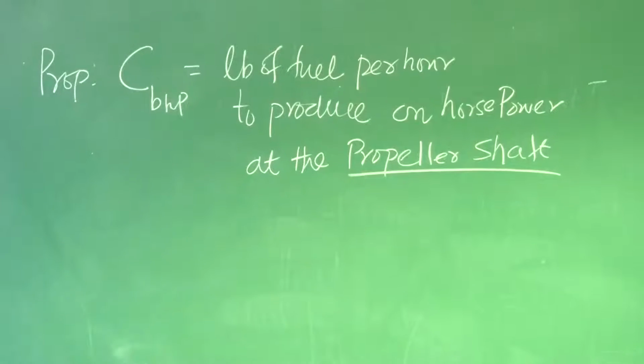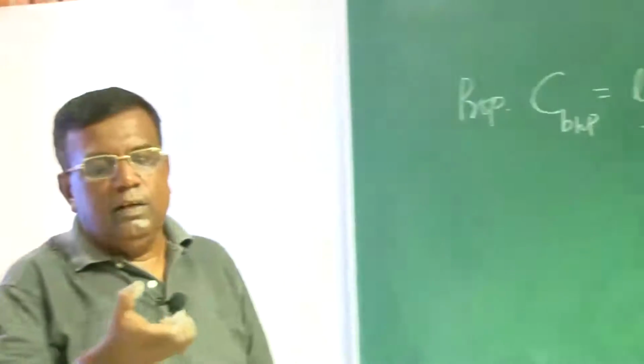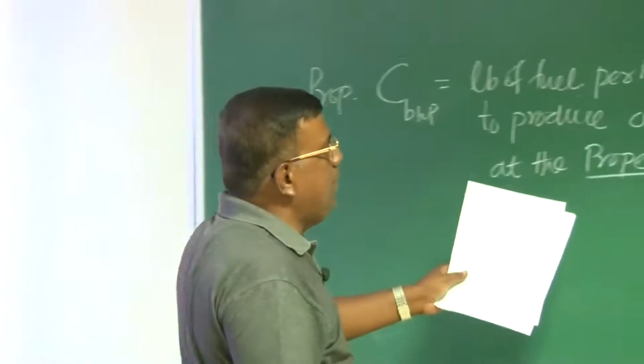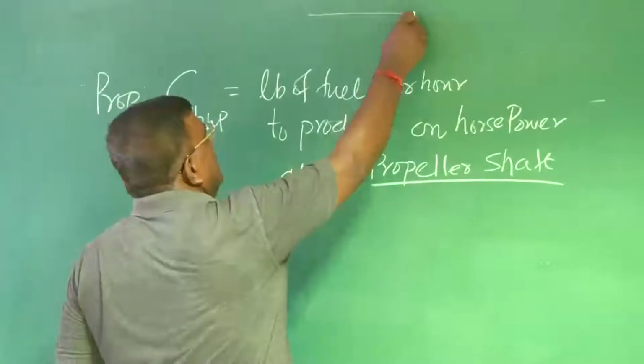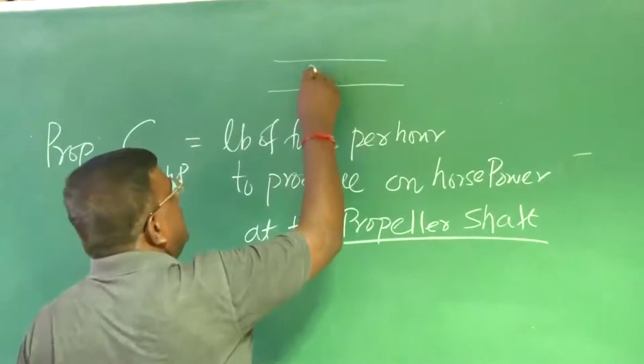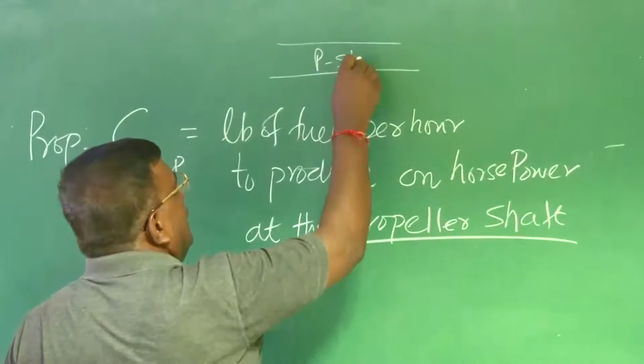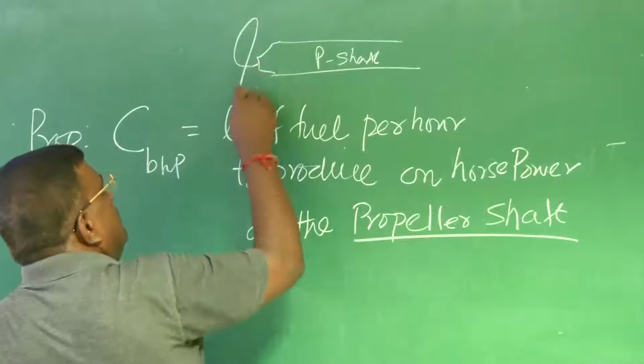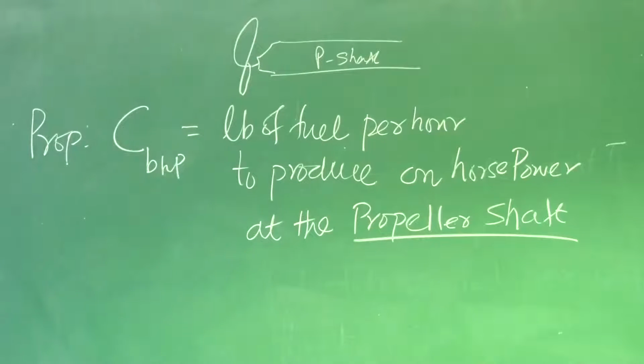After combustion, what is the power available at the shaft? That is what we are talking about, the propeller shaft. And you know that the power is available at the propeller shaft. How much you can extract depends upon what sort of propeller you have put and what its efficiency is, right?